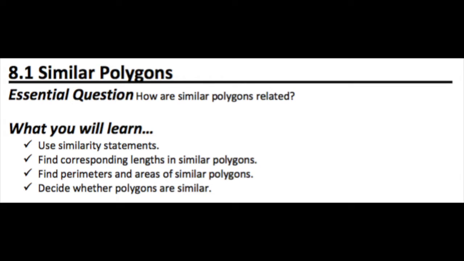Alright, this is 8.1, Similar Polygons. The central question will be how are similar polygons related? What you're expected to learn on this lesson is to use similarity statements, find corresponding lengths in similar polygons. We're also going to talk about finding perimeters and areas of similar polygons, and then we're going to decide whether polygons are similar.